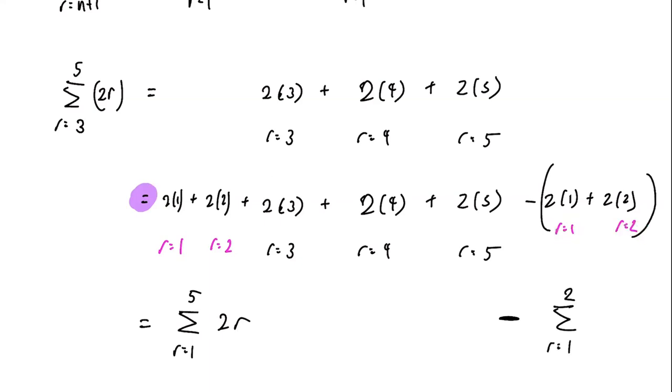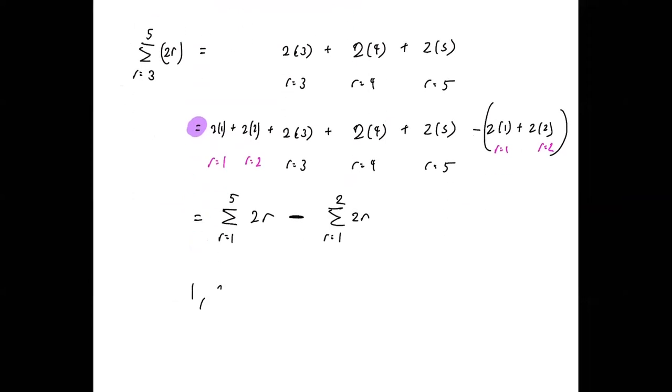So r equals to 1 to 2 of 2r. Can you see the pattern? 1 to 5, subtract away 1 to 2. Then I'll be left with 3 to 5. More simply, index 1, 2, 3, 4, 5, take away index 1 and 2, you'll be left with index 3, 4, 5. Does that make sense?